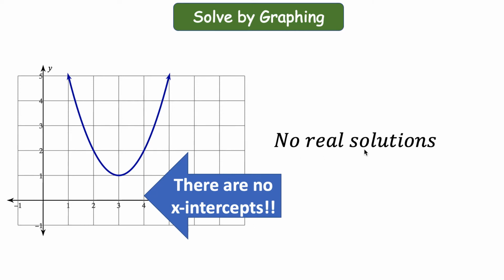If you put no solution, I may or may not take off points. I might be a little bit lenient, but just know that it's no real solutions, because eventually we're going to find out there's actually some answers here. We just don't see them right now.